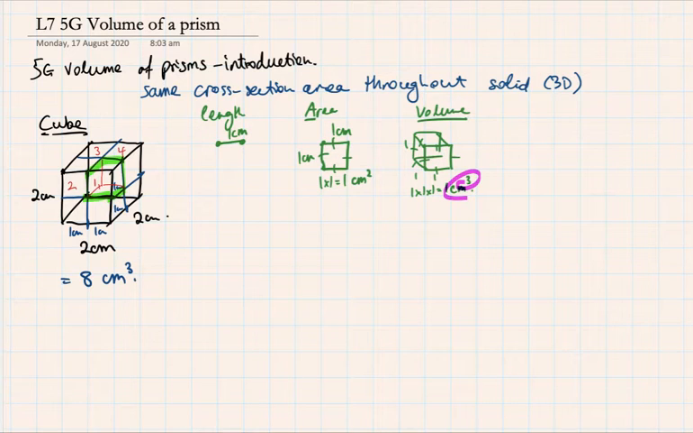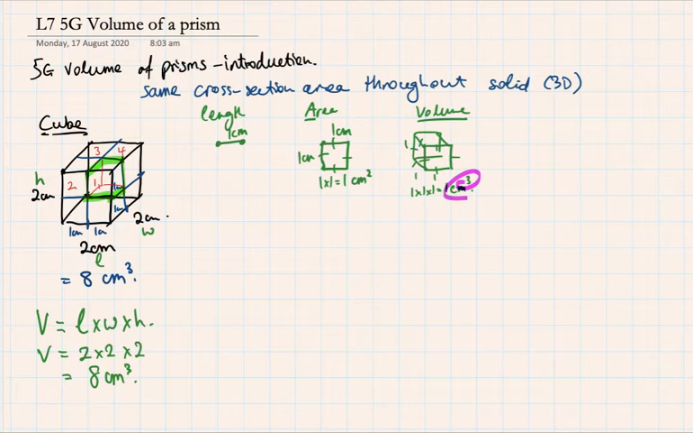Now, this is quite a process to do. So we can actually use another formula. The volume is equal to the length times the width times the height. So the height in this case is 2, the width in this case is 2, and the length in this case is 2. So volume is 2 times 2 times 2. 2 times 2 is 4, times 2 is 8 cubic centimeters. And this is where the most basic volume formula comes from.